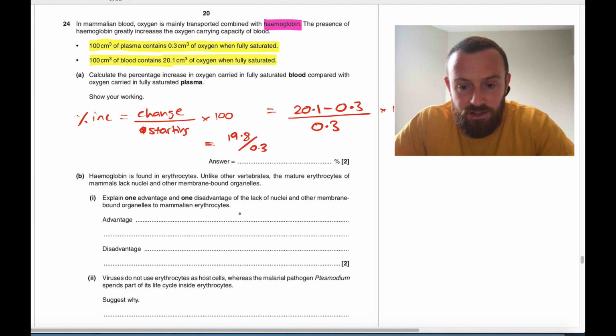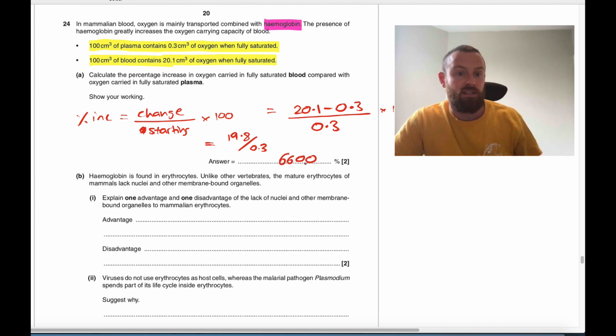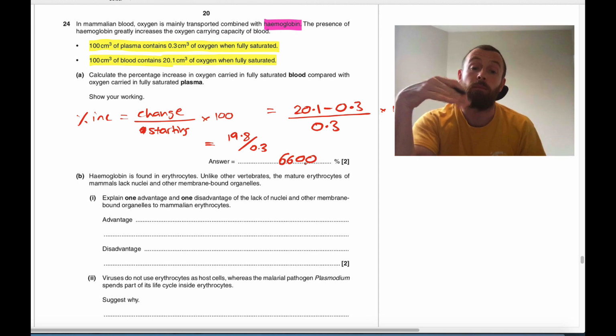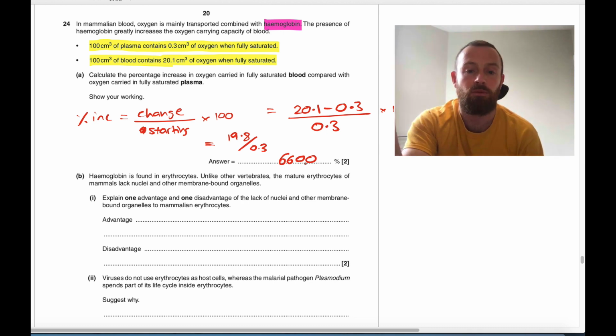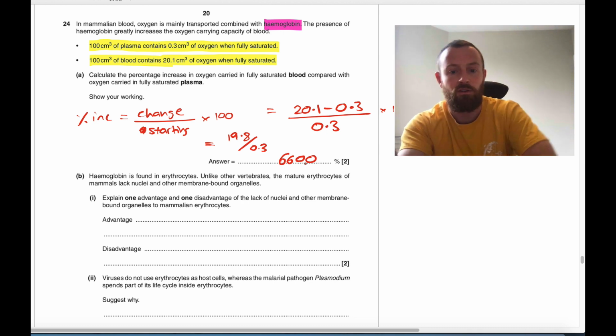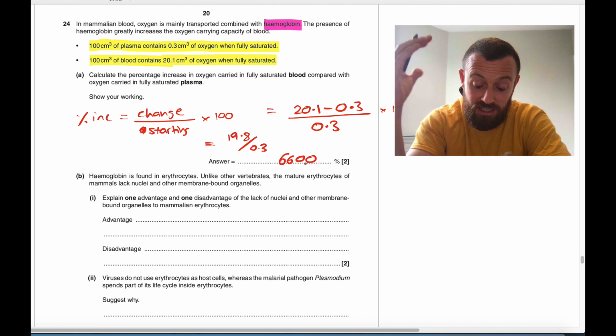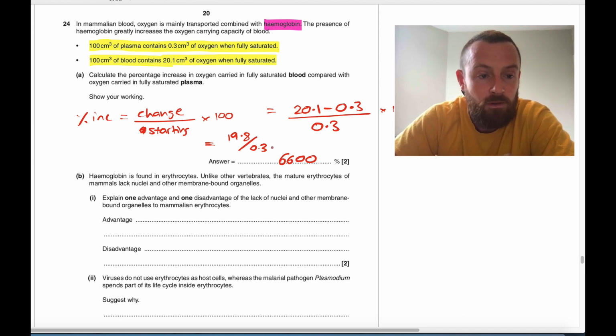Yes, it is 6,600%. I can see that you might have left it at 66%, but 66% would be less than a doubling increase. If you double something, that's a 100% increase. But this is a much bigger increase than that. So yeah, it is a 6,600% increase. Massive.